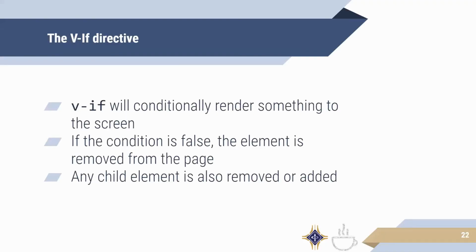Next up is v-if. So v-if will conditionally render something to the screen. What that means is you will check to see if some variable is true or false, and if the variable is false, it'll remove that element and any child or nested elements from the page. And if it is true, it'll re-add them back. So you can have, maybe, an error message only pop up when something goes wrong, or an edit box that only appears when you hit a button or something like that. And v-if will actually remove it so you can't even see it on the browser page.